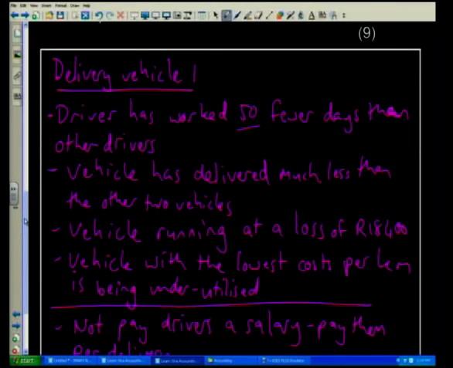The first problem we've identified, that he has worked 50 fewer days than the other drivers, as well as the second problem, which is that he has delivered so much less than the other 2 vehicles.